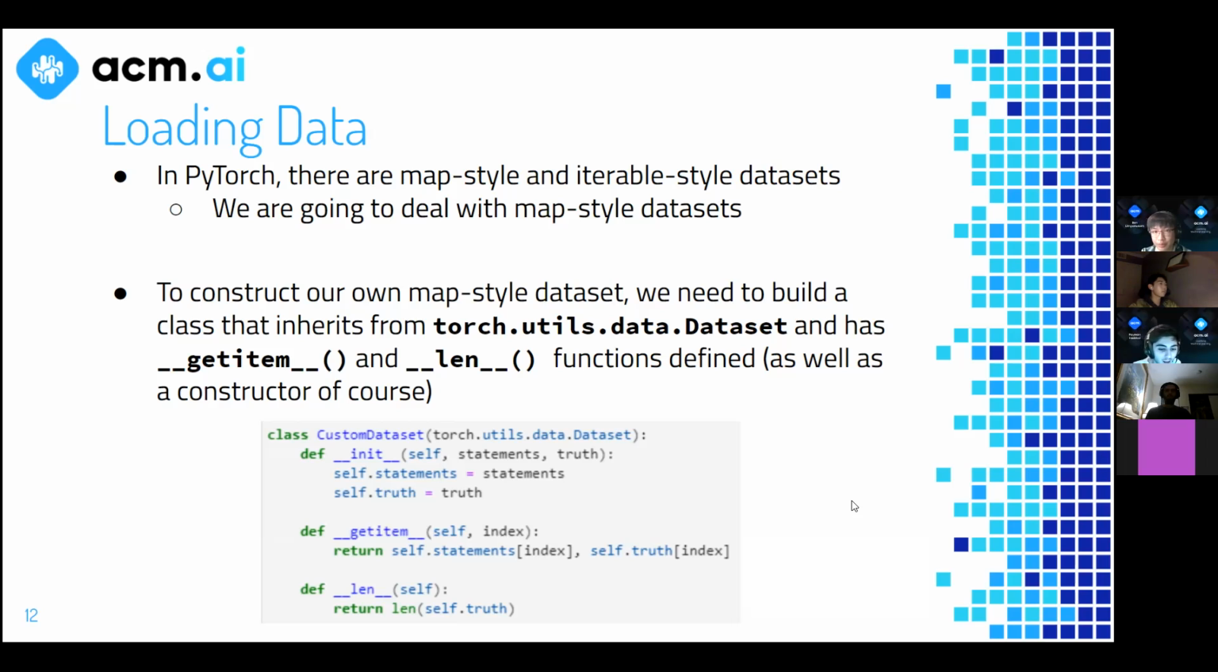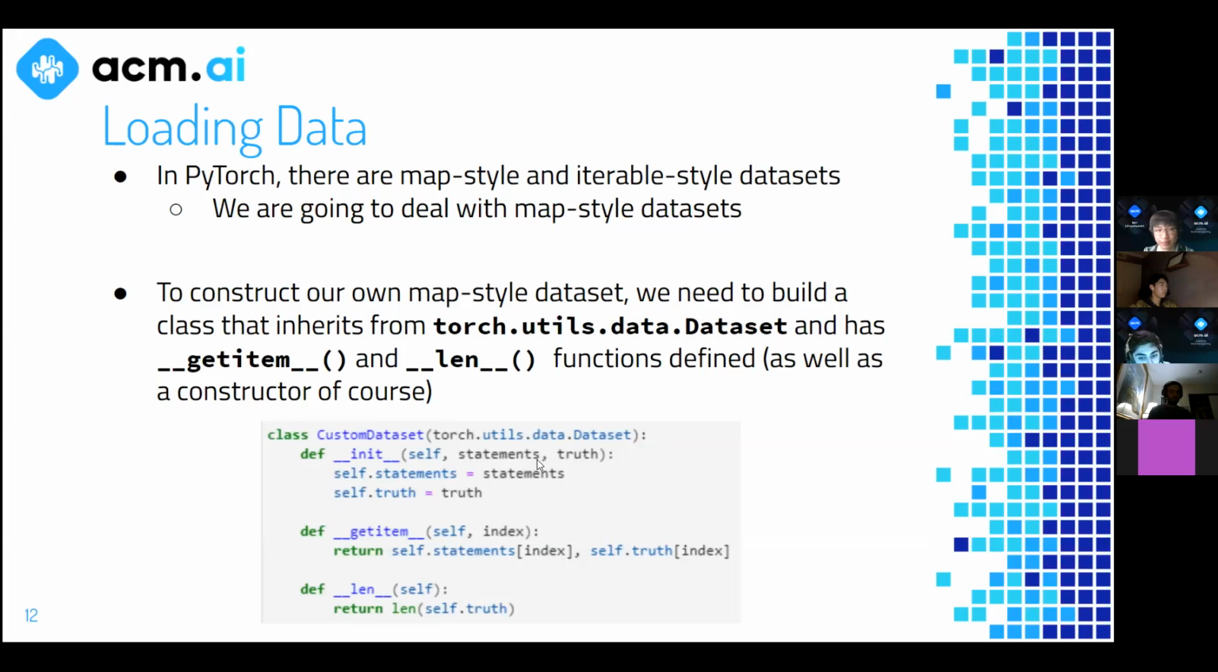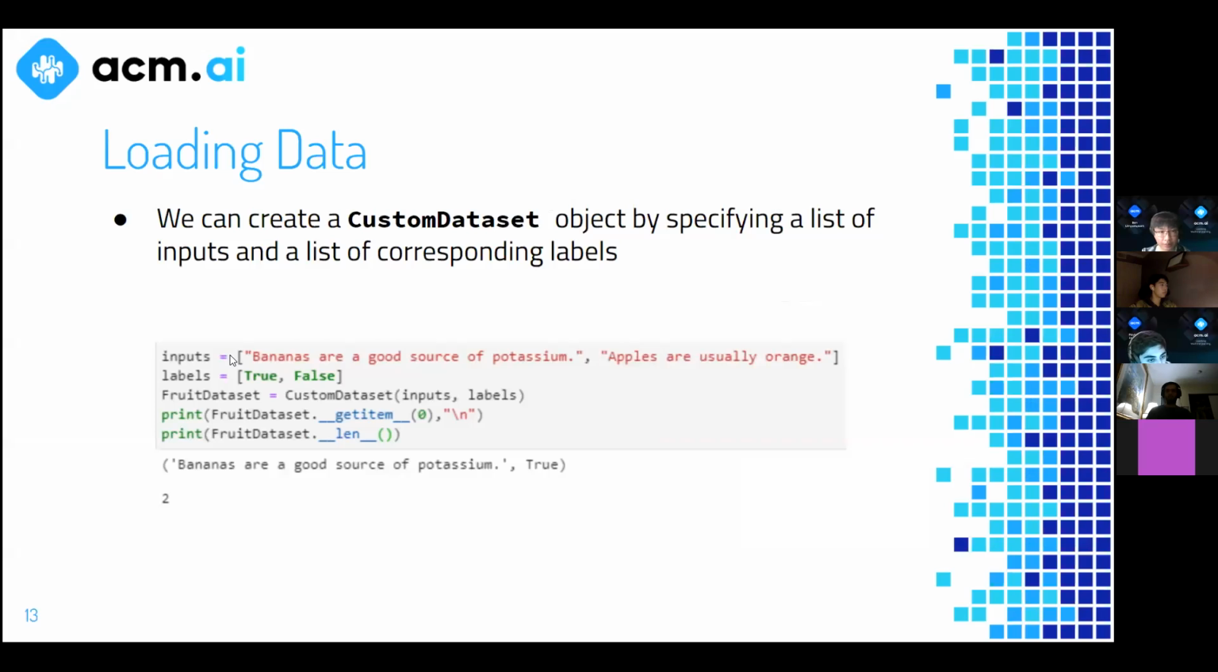That's not really important. But what is important is, what are statements and truth actually? Because we really need to understand the dimensions of what we're passing in here. Statements and truth are both lists of objects, and we'll see this. I'm actually going to go to the next slide. If we define this custom data set using this definition, we need to pass in statements and truth. What do we pass for statements and truth here? We pass inputs and labels. Inputs are just statements that we want our network to predict the outcome of, and the labels are the labels for the corresponding statements.